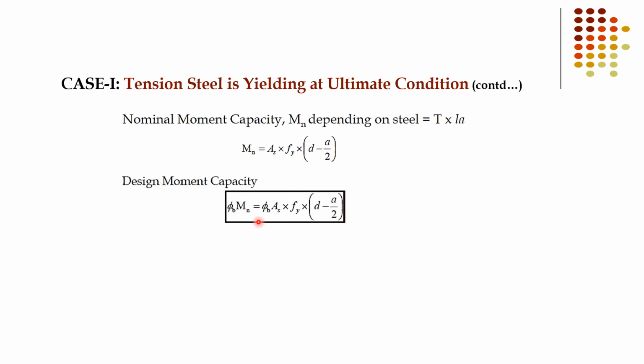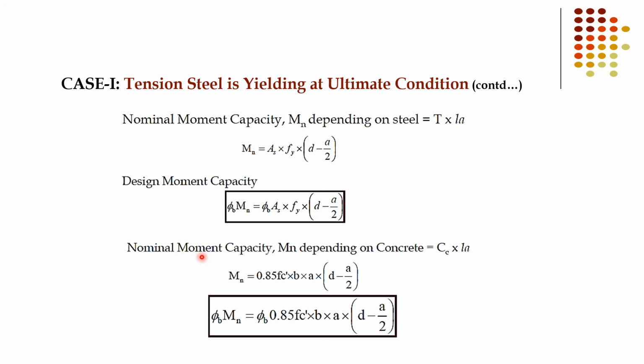What is phi factor? In the ultimate strength design approach, I have already told you the major part of factor of safety is applied on loads, and the minor part of factor of safety is applied on the material. So that is all I have discussed. The derivation is that material property. So here is the reduction, smaller factor of safety, that is a phi. Okay, that's why it's a design moment capacity.